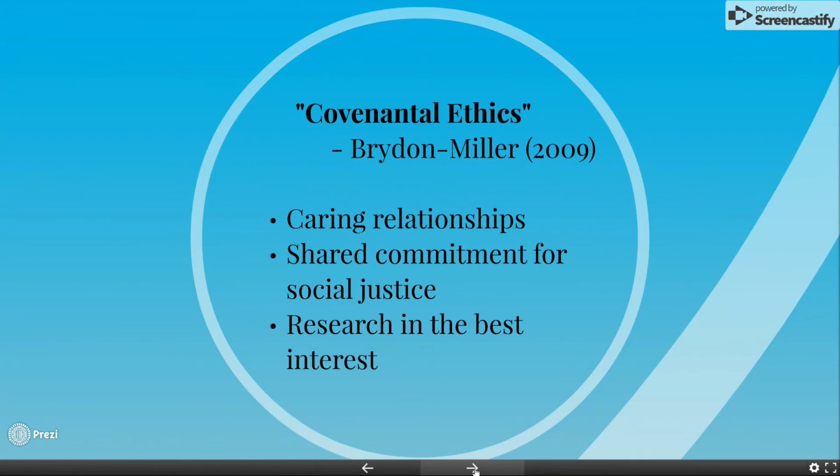Because of these concerns, Bride and Miller in 2009 pointed out a term called covenantal ethics. It emphasized the importance of caring relationships, that shared commitment for social justice, and researchers researching in the best interest of both the participants, the researcher, and for social change.